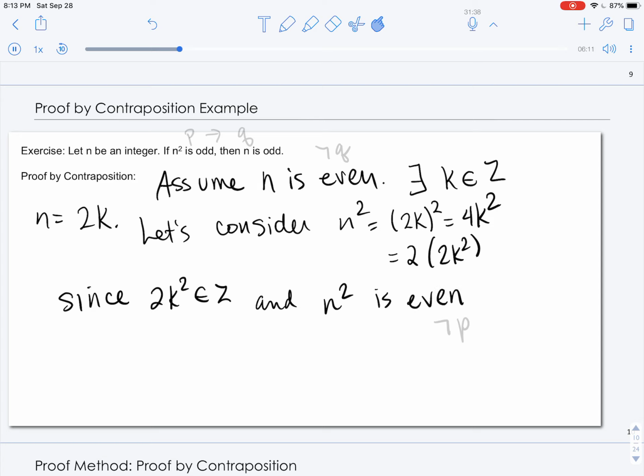And when we've done that, we have begun at the negation of the conclusion, that's not Q, and we have shown the negation of the premise, that is not P. So we have completed the proof by contraposition.